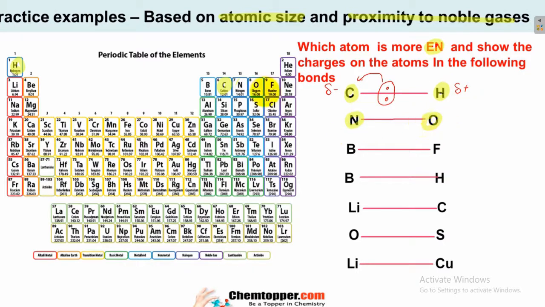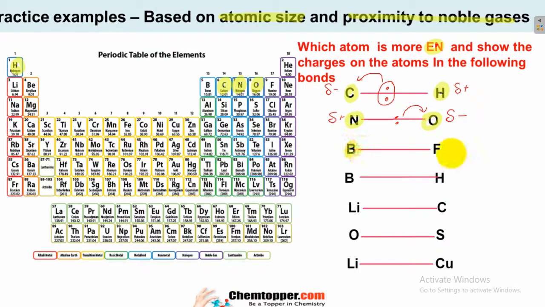Hydrogen will acquire a partial positive charge. Let's compare nitrogen and oxygen chemical bond. Oxygen is smaller in size than nitrogen. So oxygen is more electronegative than nitrogen. So it will pull the shared electron density more on itself. So oxygen acquires a partial negative due to high electron density, and nitrogen acquires a partial positive due to less electron density.